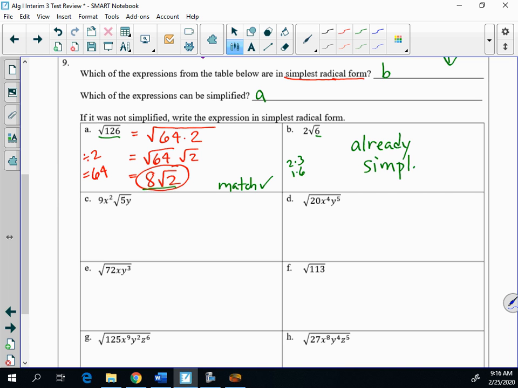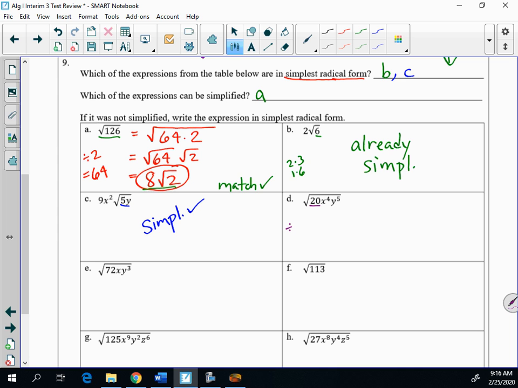Looking at C, inside we have a 5 and a Y. We can't do anything with that. So again, this one is already simplified, and we'll add that to our list up here that they're already in simplest radical. In D, first of all, I have a 20. Okay, so right now I know I can break that down.